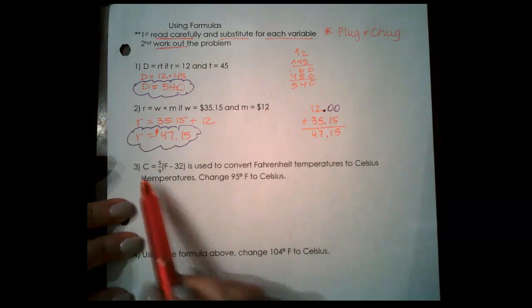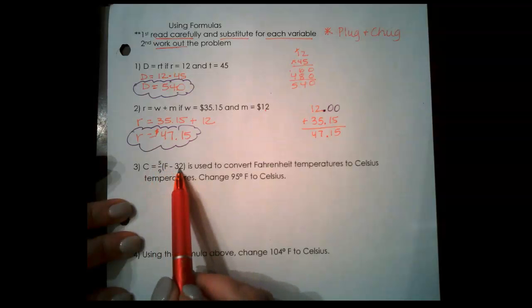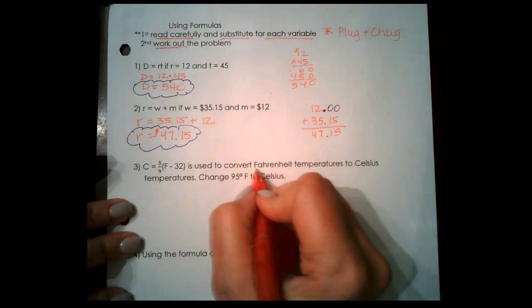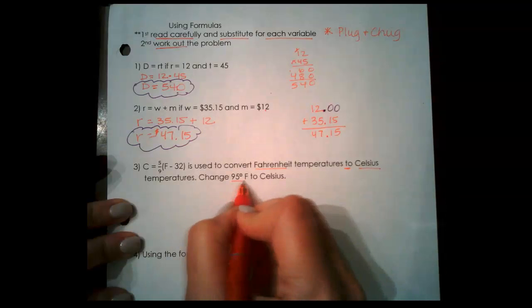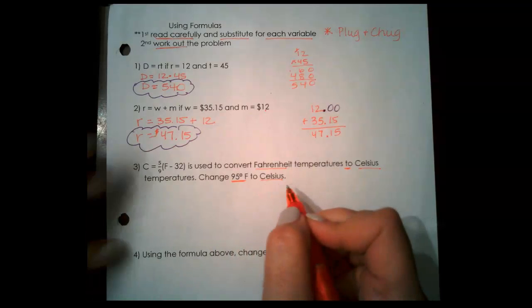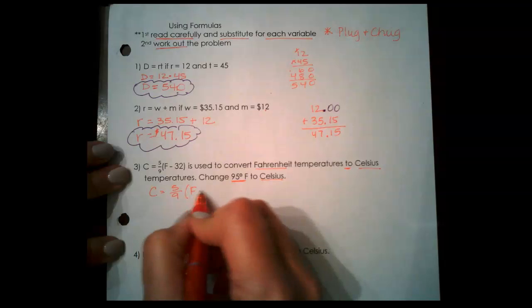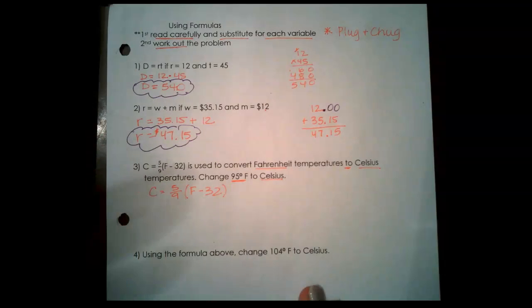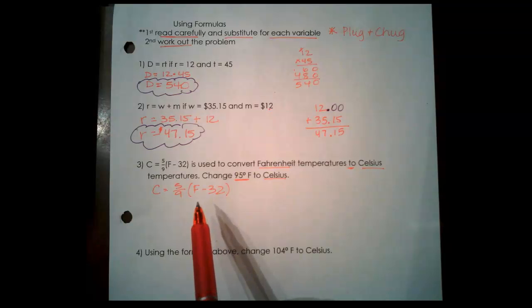Okay. It says that this formula, C equals 5/9 times the quantity of F minus 32, is used to convert Fahrenheit temperatures to Celsius temperatures. We're going to change 95 degrees Fahrenheit to a Celsius temperature. So the first thing you need to do is write your formula. C equals 5/9 times the quantity of F minus 32. Some people like to try to skip that step. I do not recommend it because you might forget to write part of the formula down. And it takes less than a second to copy it. So please, please, please do that.